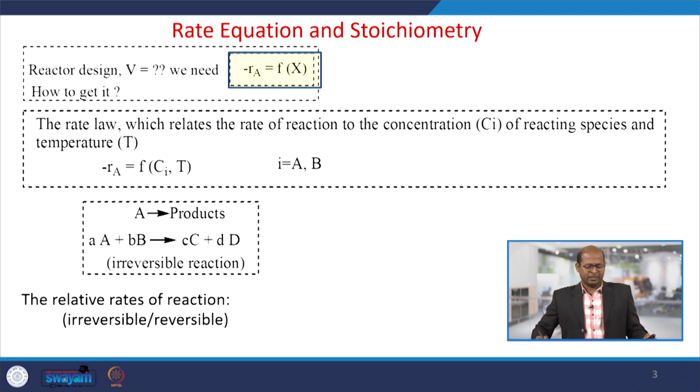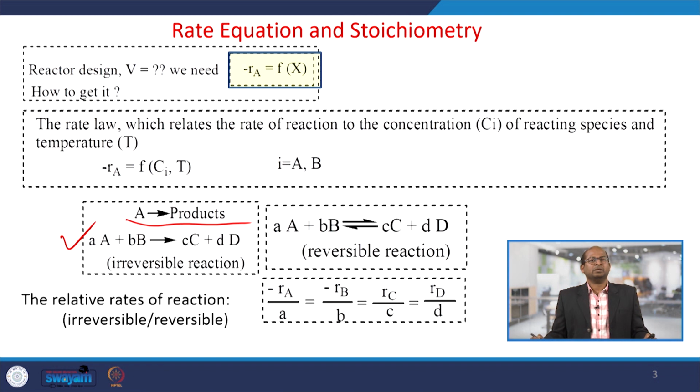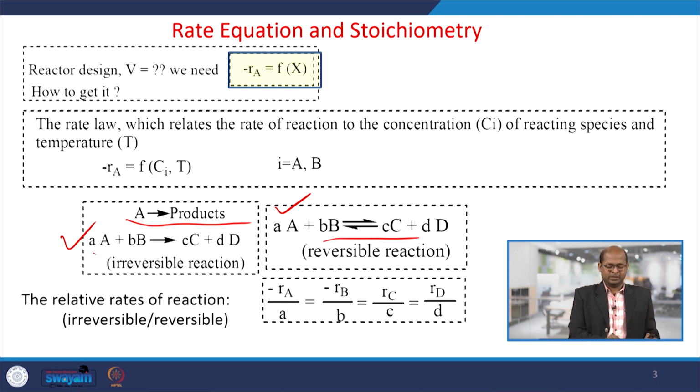Here in these reactions, you can see a reaction where A goes to product, and another reaction A plus B giving C plus D, which is an irreversible reaction. Here A and B are the reactants, and C and D are the products. We can also write the reaction in another form, as a reversible reaction. So the reaction may be either irreversible or reversible. If we know the rate of formation of one component, then we can find the rate of formation of the other components by using the relative rate.